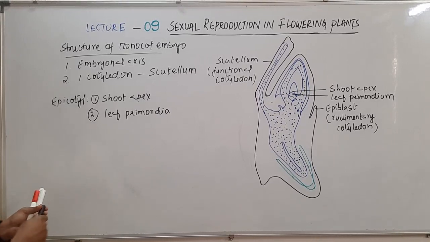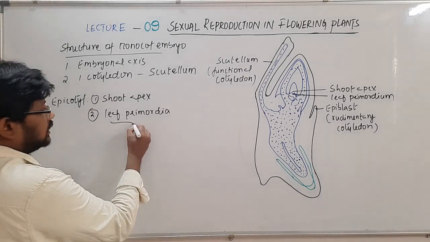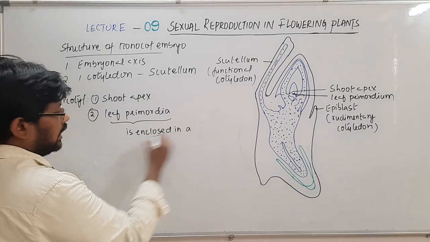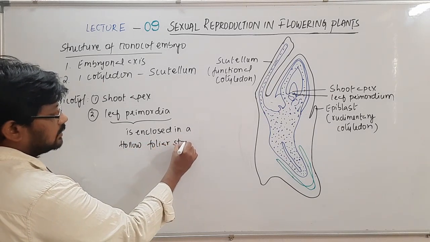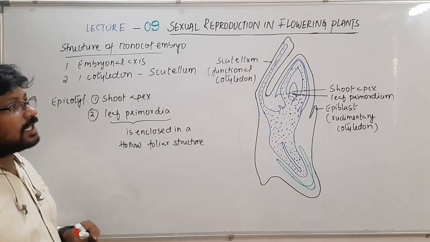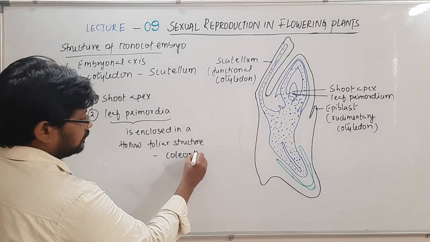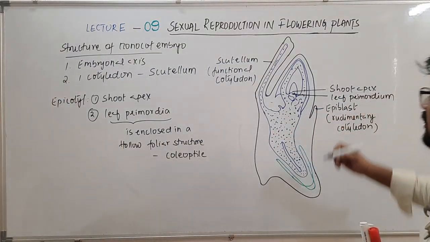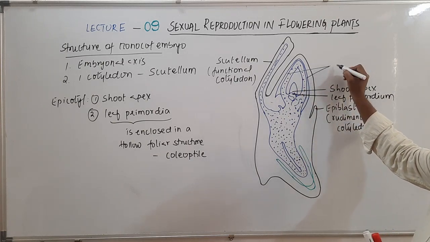So one more point here. This leaf primordia is enclosed in a hollow foliar structure. That hollow foliar structure is called the coleoptile. It's a protective sheath that you will see on the region of this shoot apex. So this is the coleoptile part.